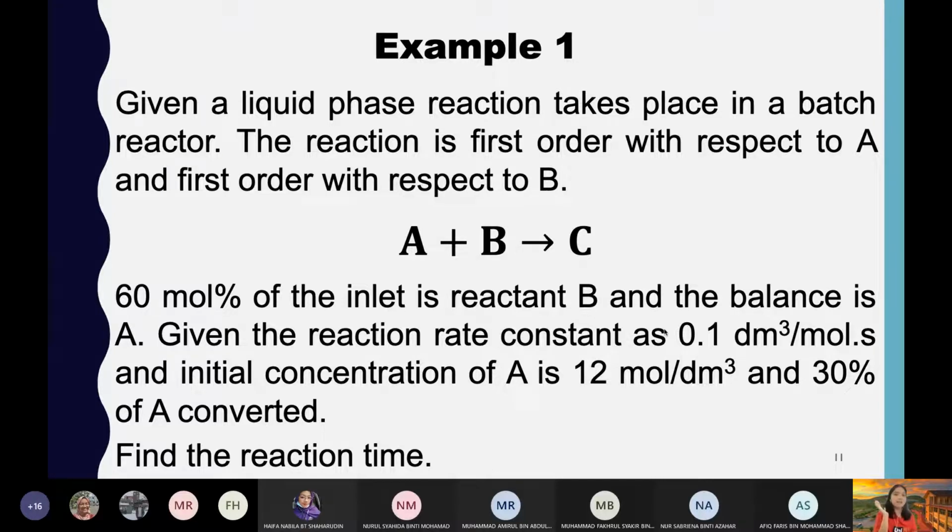Kamu dah terus guna nilai K ini. Next one. Initial concentration of A is 12 mole per dm cube. So what is this? This is Ca0. Dia dah beri kita pula. Ca0 12. Then dia kata 30% A converted. So apa ni? Ini adalah X. So dia beri kita YB0, YA0, K, Ca0 dan X. So they ask us to find reaction time. So dia bisa kita cari reaction time.